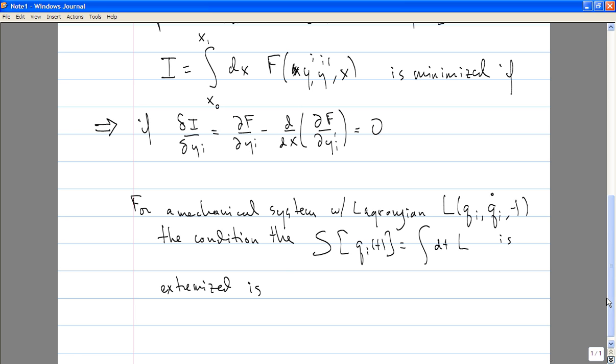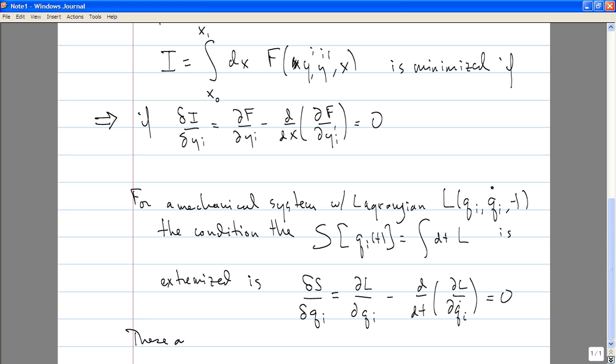And in particular, what we see is that the action is extremized only if the following differential equations vanish. So the functional derivative of the action with respect to the degrees of freedom has to vanish. So that's dL by dq_i minus d by dt of dL by dq_i dot. And these are the equations of motion of the mechanical system. In particular, these are the Euler-Lagrange equations.